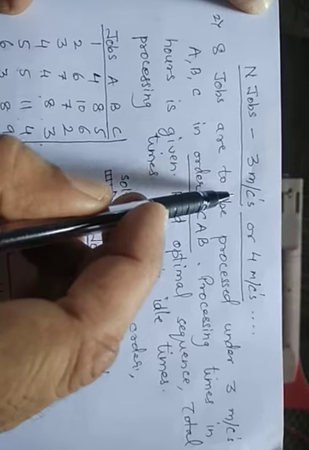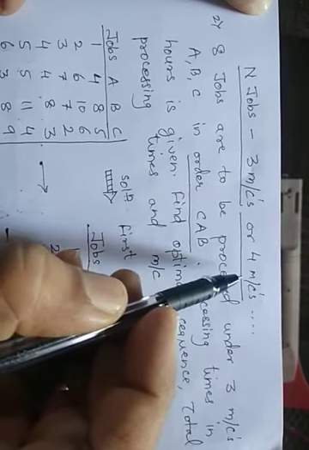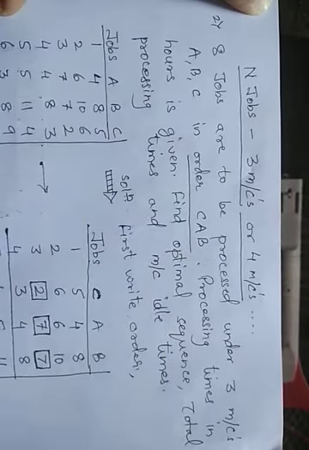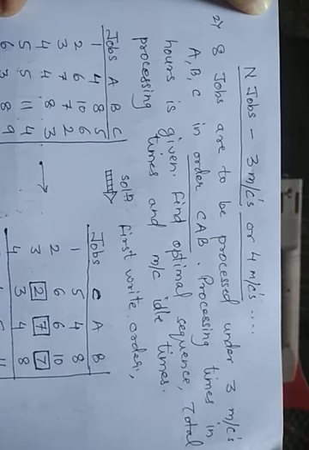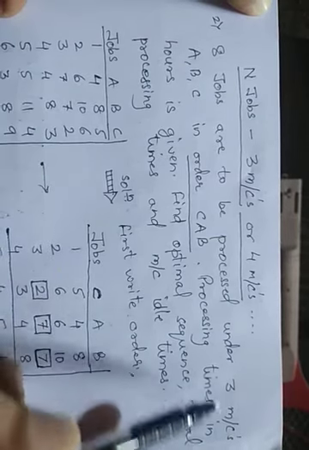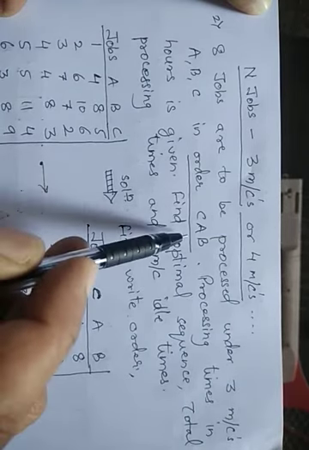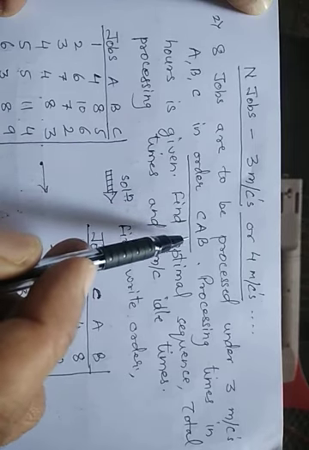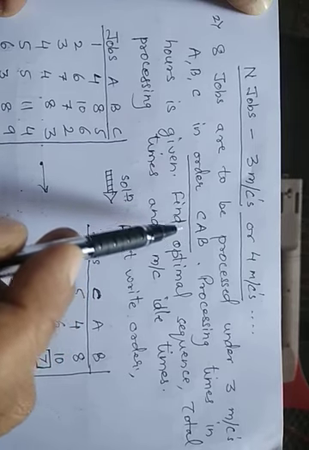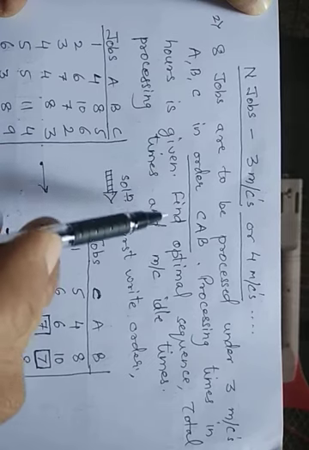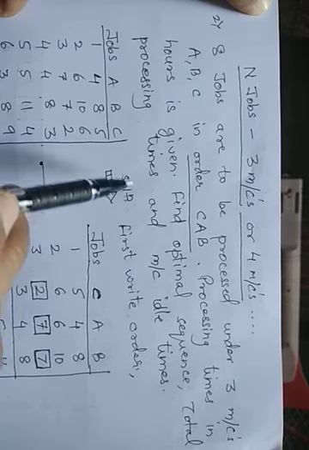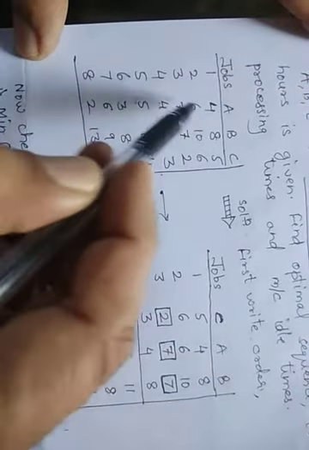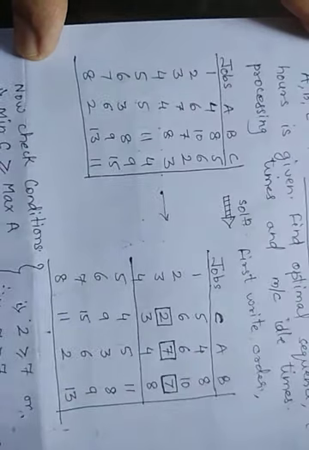N jobs, 3 machines or 4 machines. Okay. So the problem is 8 jobs are to be processed under 3 machines in the order CAB. See, the order they have given as CAB, which is very important. Processing times in hours are given and we have to find out the optimal sequence, total process time and machine idle times. So this they have given in the question. 8 jobs are given, A, B, C, the processing time in hours is given.